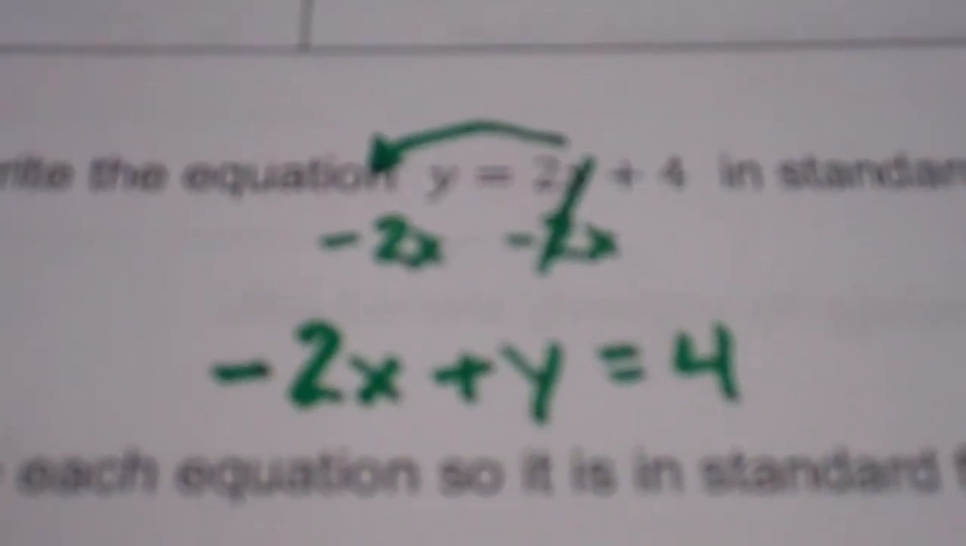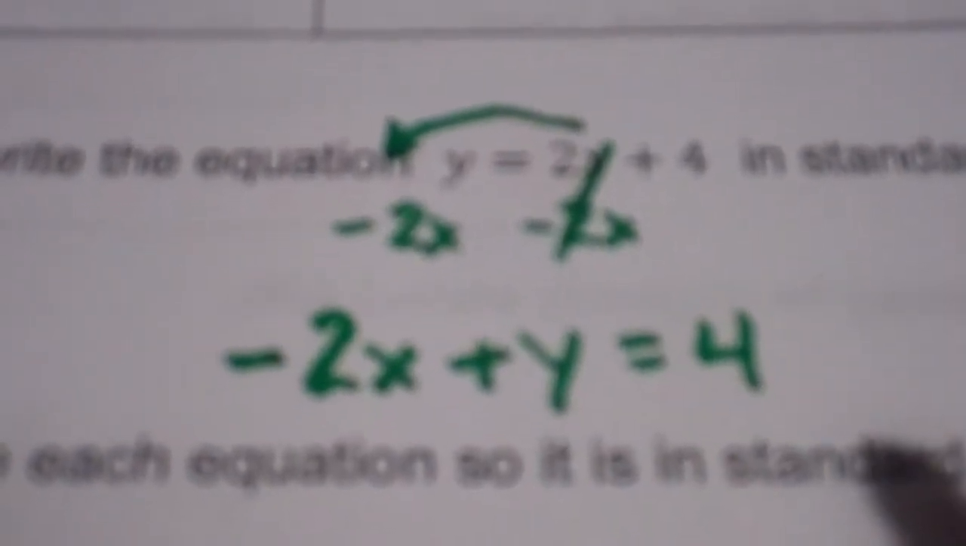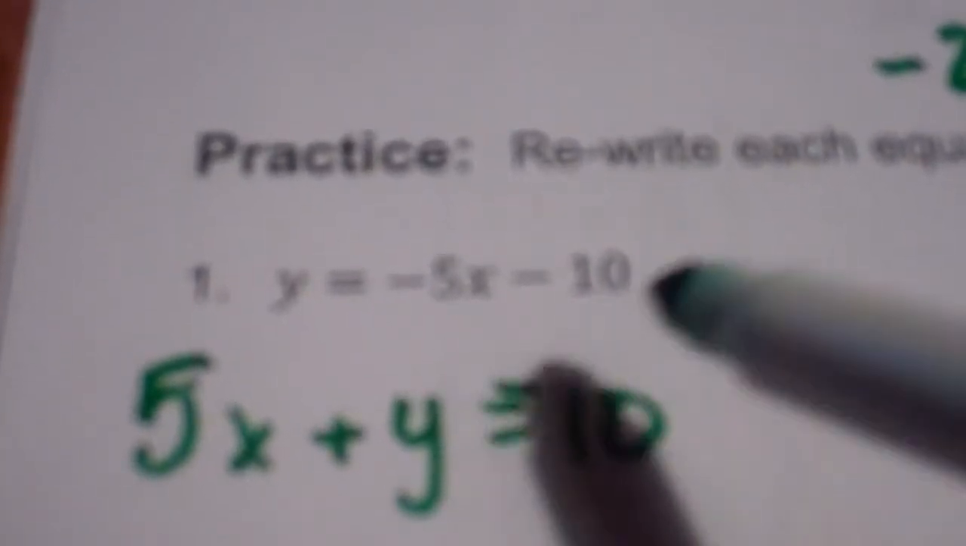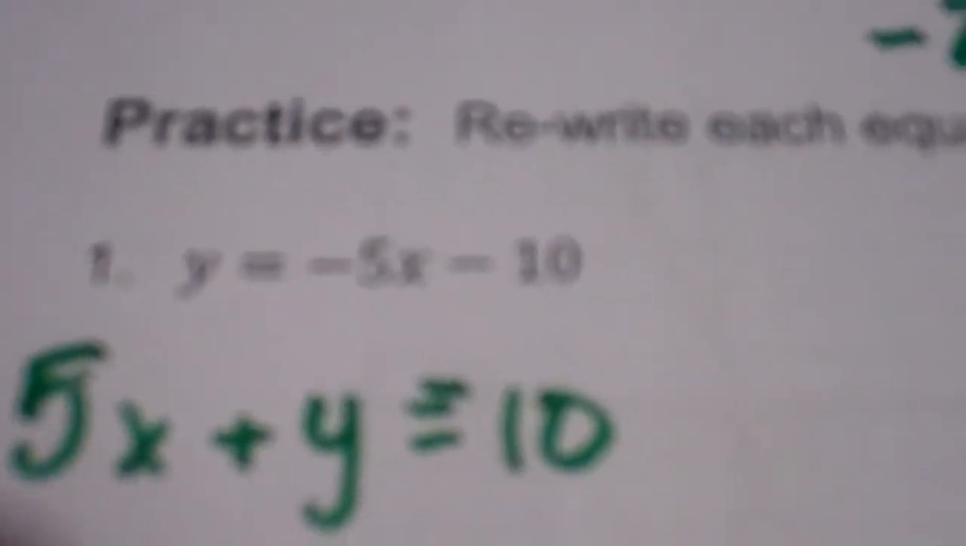And how would you get that positive? Well, think about it. Yep, you'd have to multiply everything by a negative. Okay, here's some more. You go ahead and try this one. Hey, did you end up with 5x plus y equals negative 10?